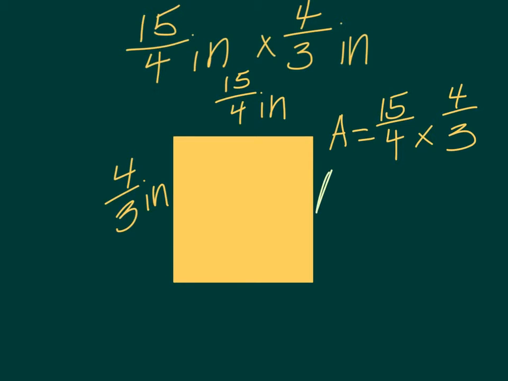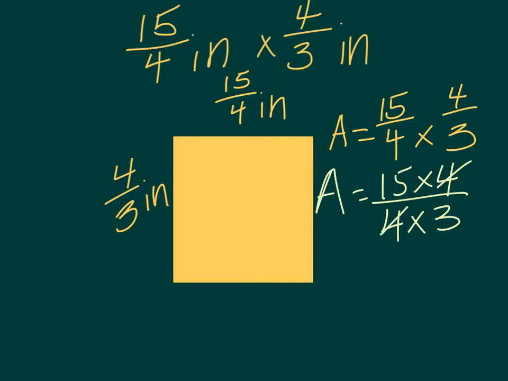So another way I could write this is 15 times 4 over 4 times 3. I see that there's a 4 in the numerator and there's a 4 in the denominator, so those will cancel out. I'm left with 15 thirds. I know that if I do 15 divided by 3, I will be left with 5. So the area of this rectangle would be 5 inches squared.